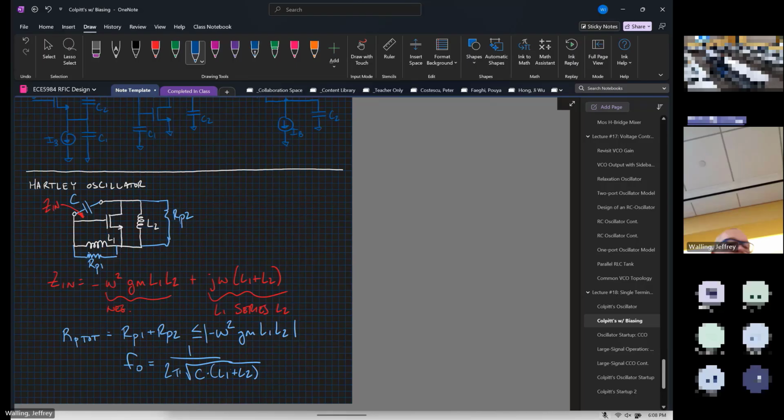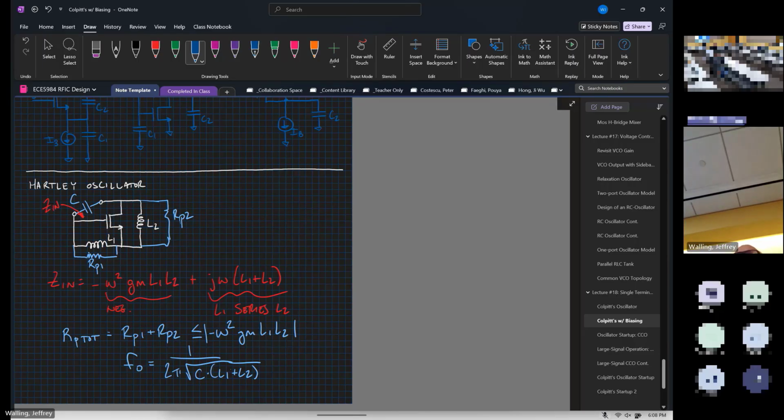Wouldn't parasitic capacitance of the device also matter here? Yeah, there'll be some parasitic capacitance that'll add in parallel. So what we'd have to do in the analysis is add CGS and CGD, do the small signal equivalent circuit, calculate that, and find out what contribution it would make to the overall tank. But yeah, you're right, there'd be some parasitics.